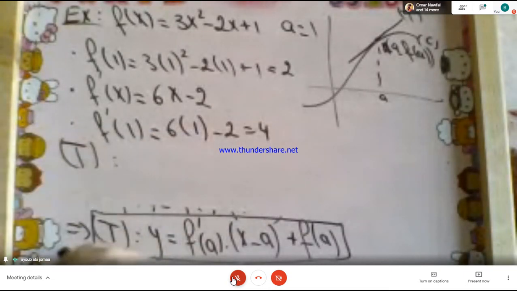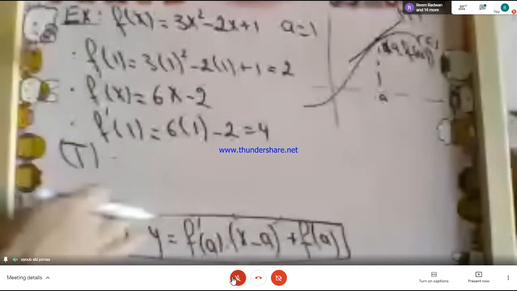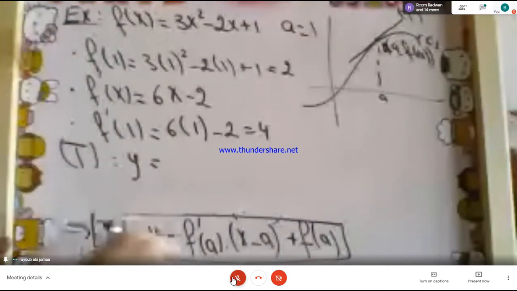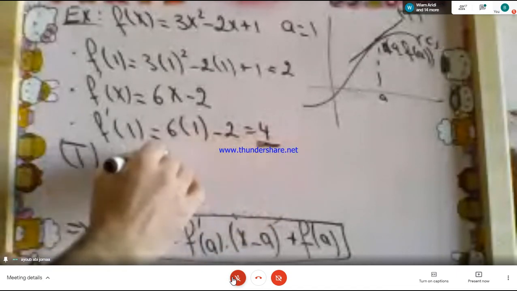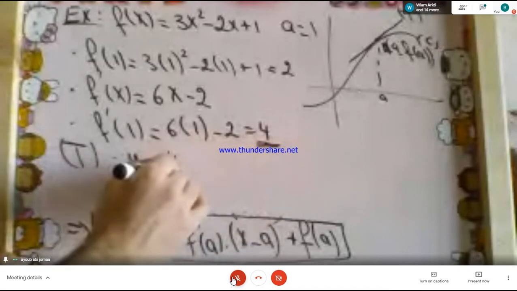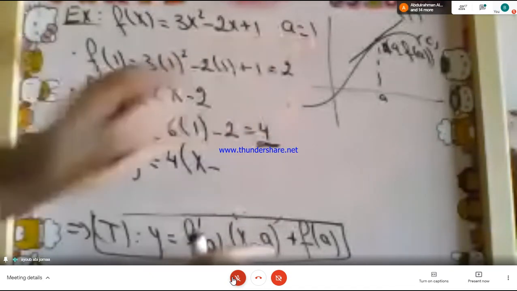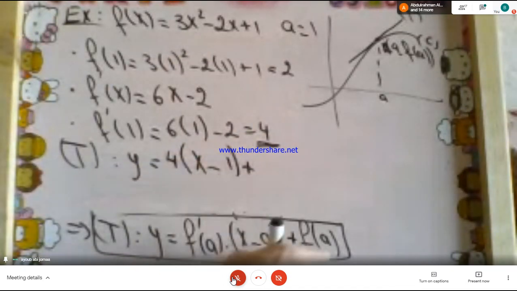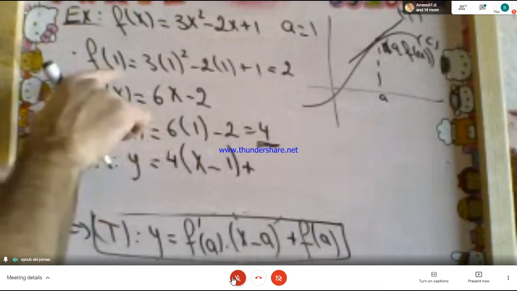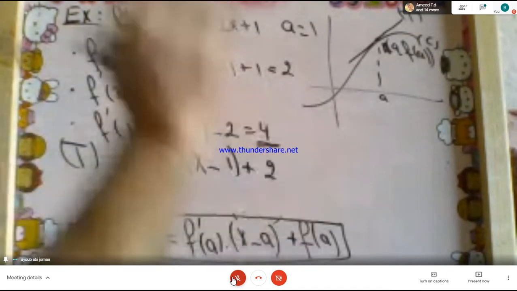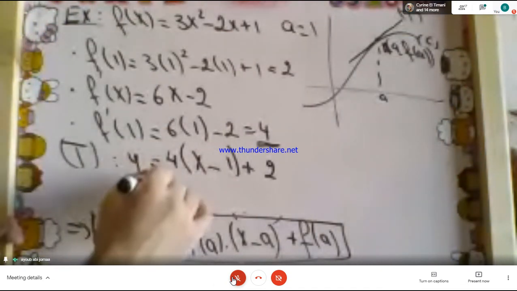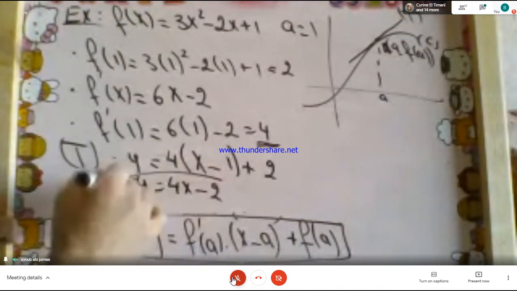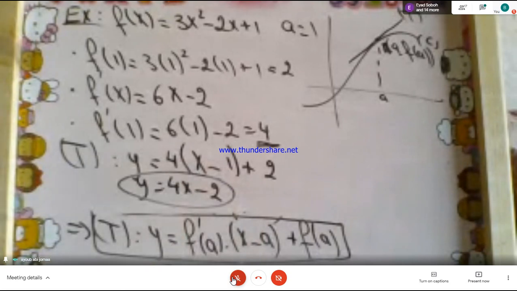Now for the equation of the tangent line, I'm going to replace this. So y is equal to f prime of 1, which is 4, times x minus a, which is 1, plus f of 1, which is 2. That's it now. You can simplify it. Y is equal to 4x minus 2. The equation of the tangent line is 4x minus 2. That's it.